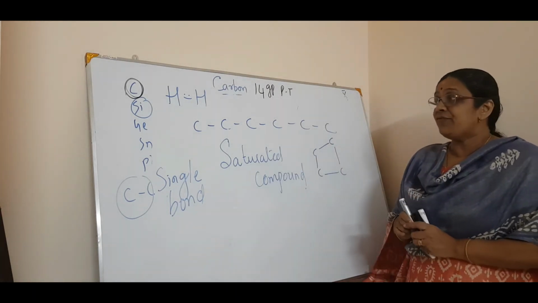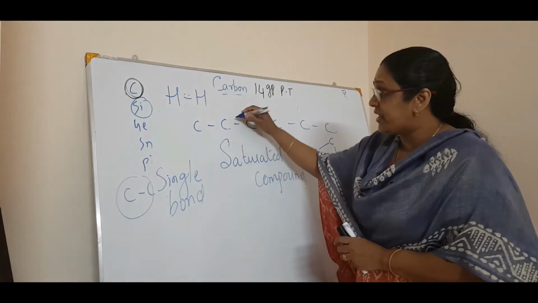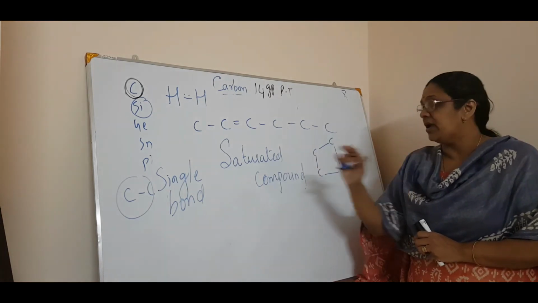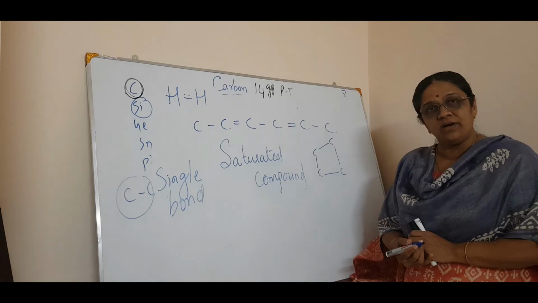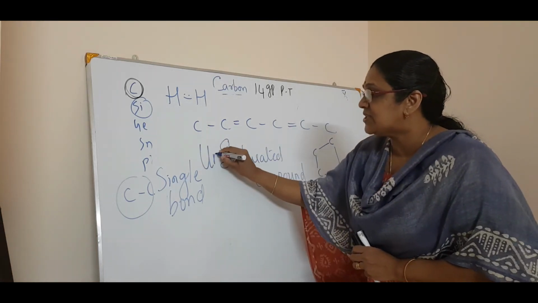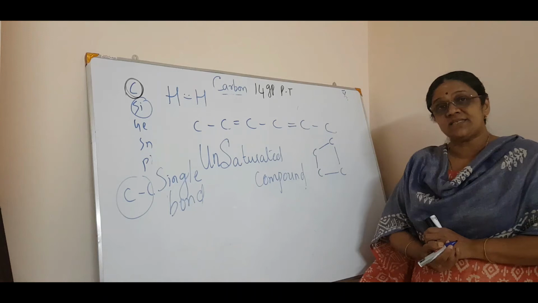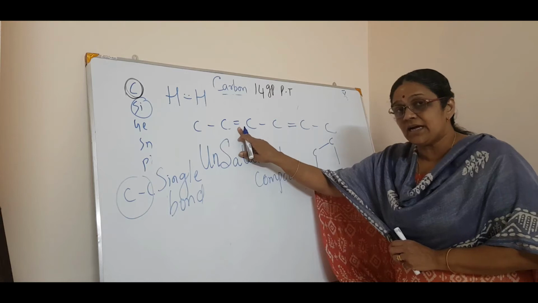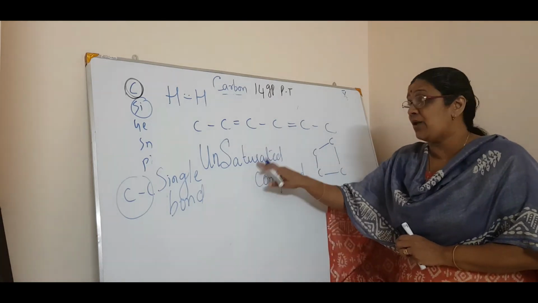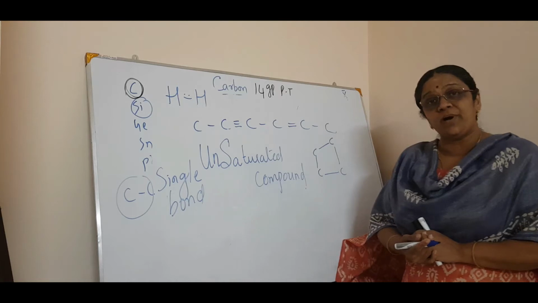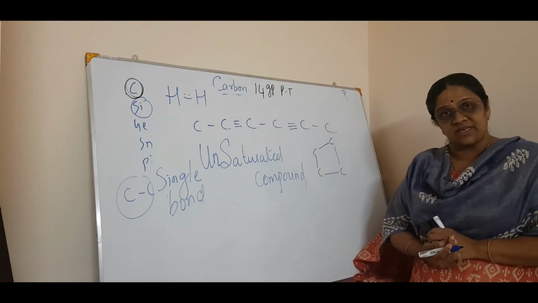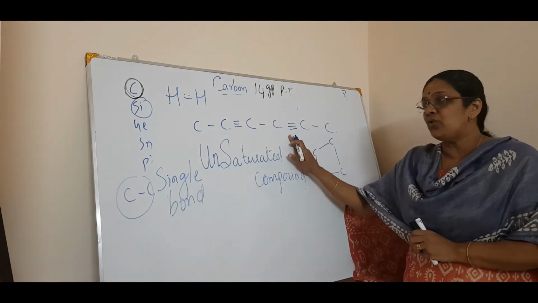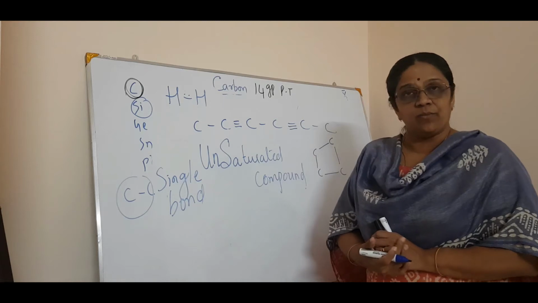And now, if the carbon bond is a double bond. See, double bond means 2 bonds. If the carbon is double bond, then you call it as unsaturated compound. What is it? Unsaturated. So, carbon single bond, saturated. Carbon double bond, unsaturated. And one more, carbon triple bond. 3 bonds are there between 2 carbon atoms. So, that also you call it as unsaturated compound.